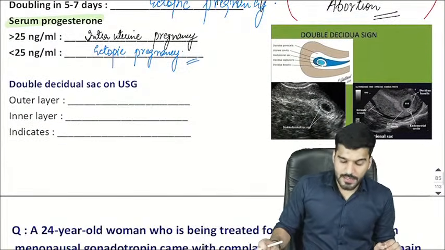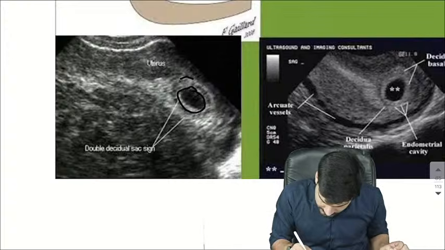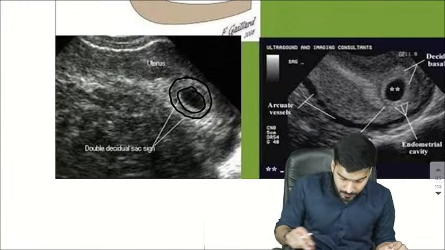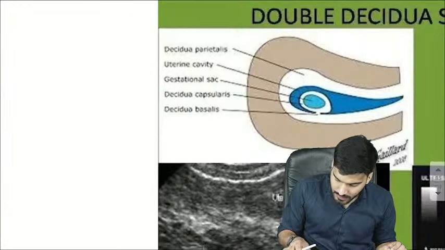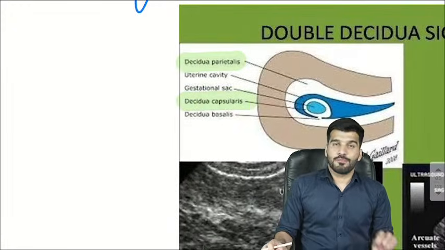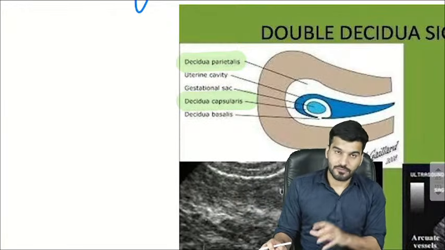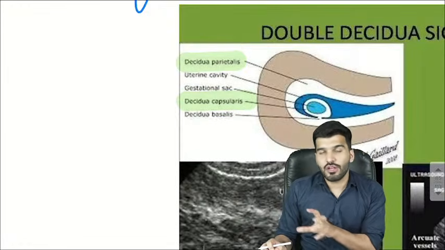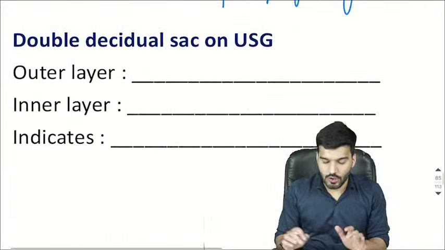Now we have a double decidual sac on USG as well. You can see here, this is a double decidual sac. Now this inner layer is formed by the decidua capsularis, and the outer layer is formed by the decidua parietalis. So we have this parietalis and the capsularis to visualize an appearance called the double decidual sac sign. If this double decidual sac sign is present, this is going to be an intrauterine pregnancy. And if this double decidual sign is absent, this is going to be an ectopic pregnancy.